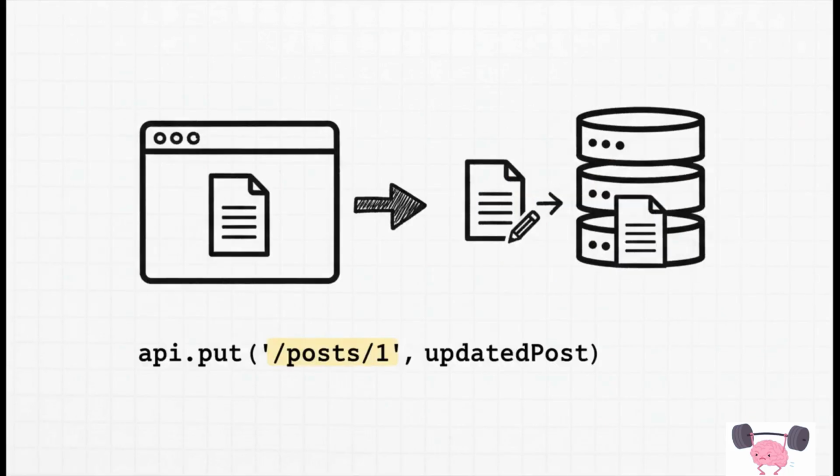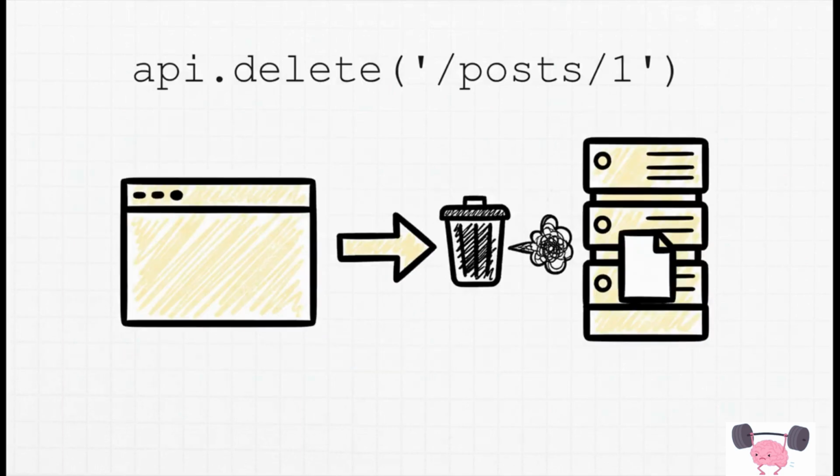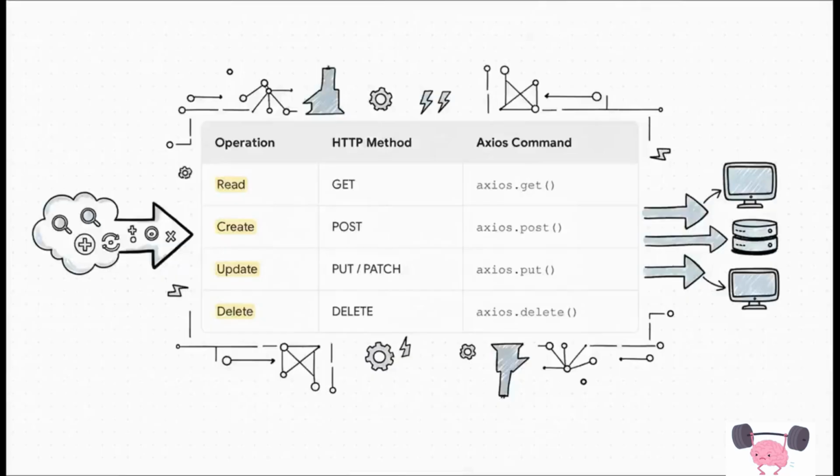What about changing something that's already there? That's an update, and we use put. This looks a lot like our last example, but notice that little /1 in the URL? That's how we tell the server which post we want to change. We're updating post number 1 with our new data. And finally, deleting. This one's the simplest of all. You just call api.delete and point it to the exact thing you want to get rid of. Boom, gone. And this table here just wraps it all up perfectly.